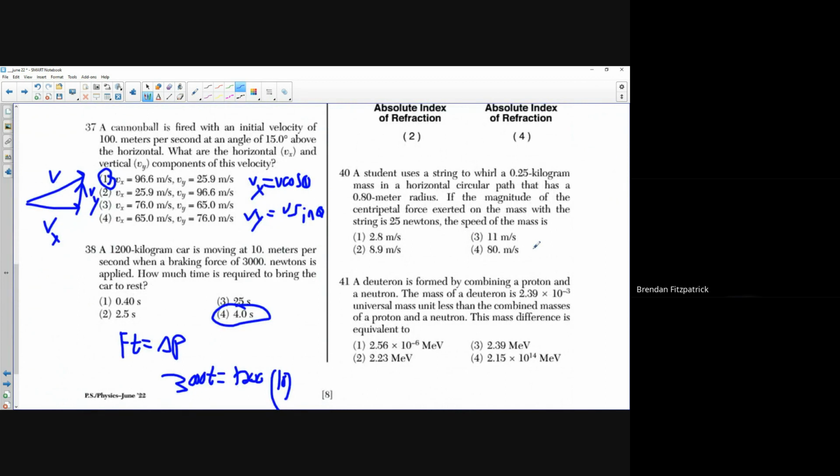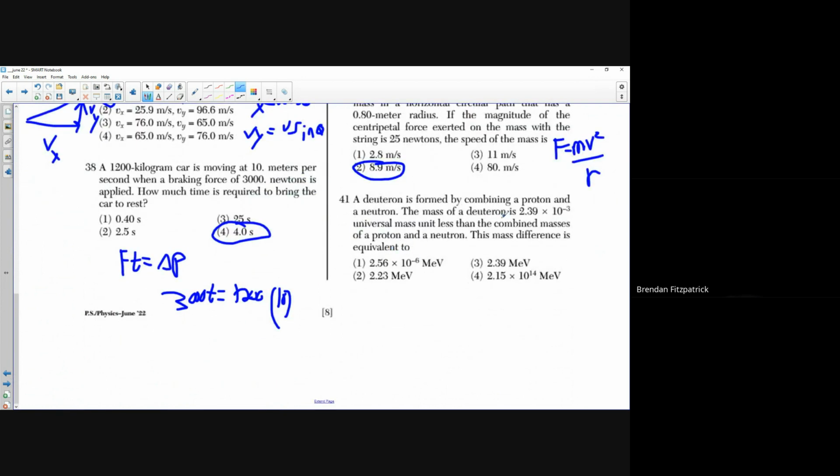A student uses a string to whirl a 0.25 kilogram mass on a horizontal circular path that has a 0.8 meter radius. If the magnitude of the centripetal force exerted on the mass is 25, what's the speed? So we want to use F equals mv squared over r. I'm solving for the speed, so I'm going to do the force times the radius divided by the mass, and take the square root of that, and I get 8.9. And 40 is choice 2.